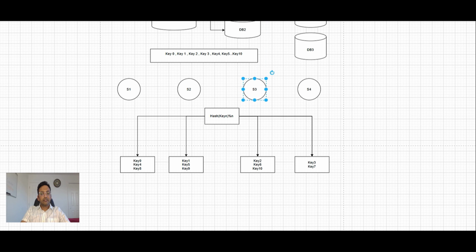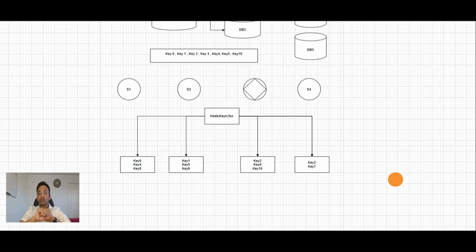let's mark something on this. So let's say server 3 is down. What clicks right away here? That key 2, key 6, key 10 need to move to some other server. But if you look at the algorithm we are using, it says hash key modulo n. Now n is 3, it's no more 4. So we need to remap the entire data set. We need to remap all the keys again.